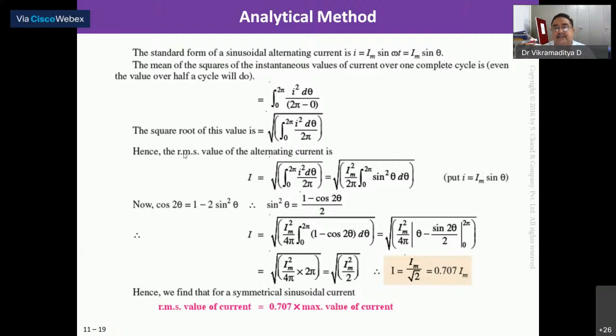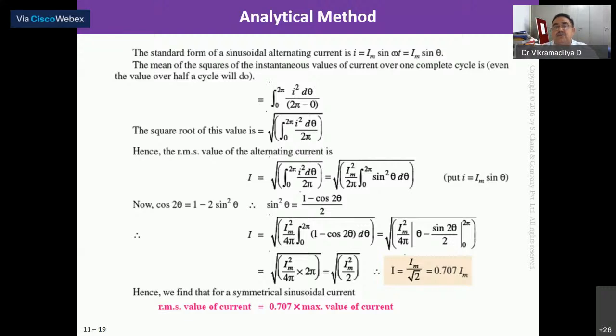First of all, let us say my alternating current is I. So I can express it as Im sine omega t, or Im sine theta. So as per the definition, take the square of this alternating quantity I. I have taken I square. Then take its average.